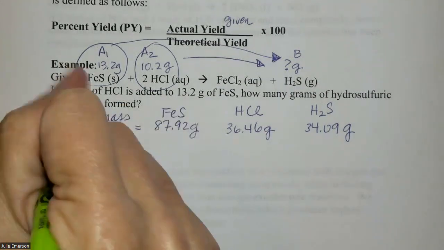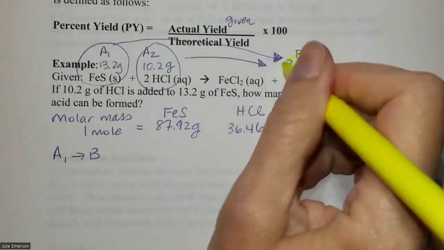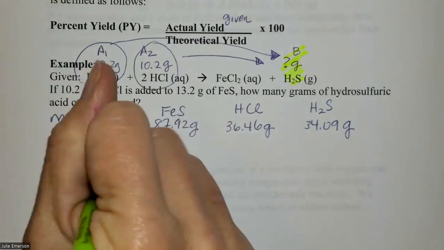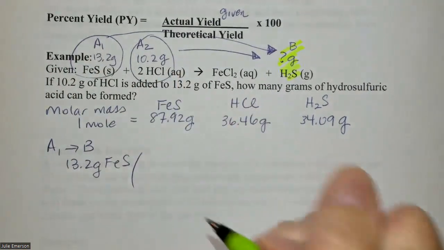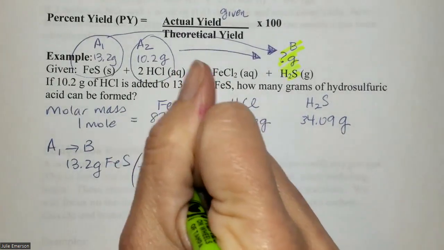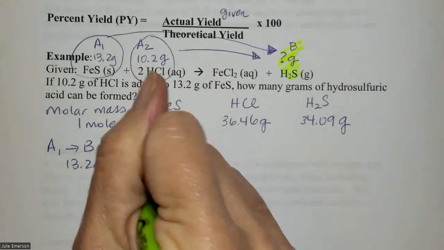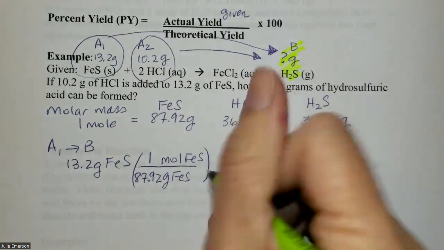Okay, so let's do the first part. Let's take A1, convert to B. Remember to always, always, always go to the same unknown at the end. We always go to the same endpoint. So I'm going to take my 13.2 grams of FeS, that's my A1. I'm going to always go to moles first. So I need to get rid of grams of FeS. We're going to go to moles of FeS. Molar mass, 1 mole of it, 87.92. Those are the numbers I had for you up here from the periodic table.